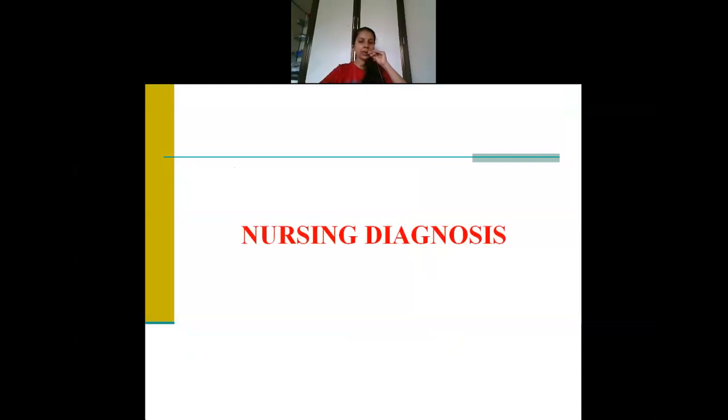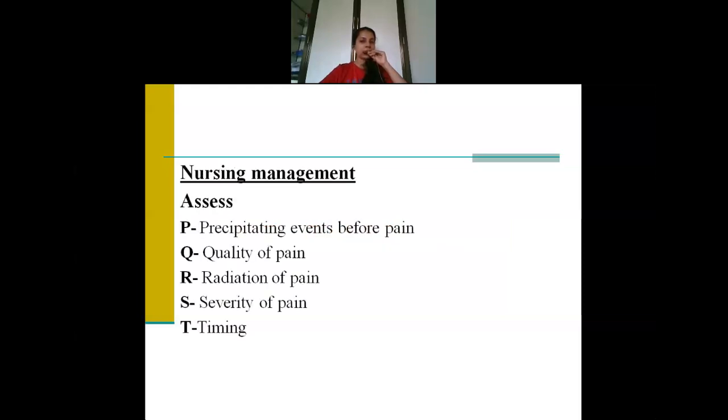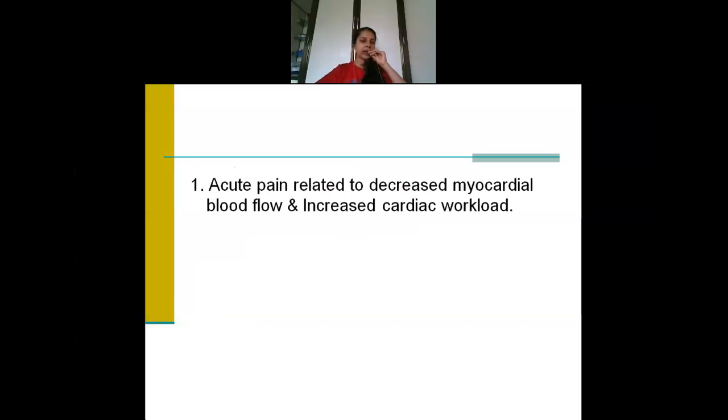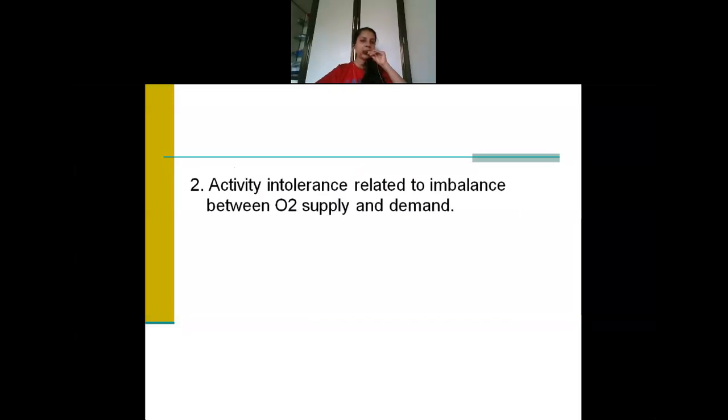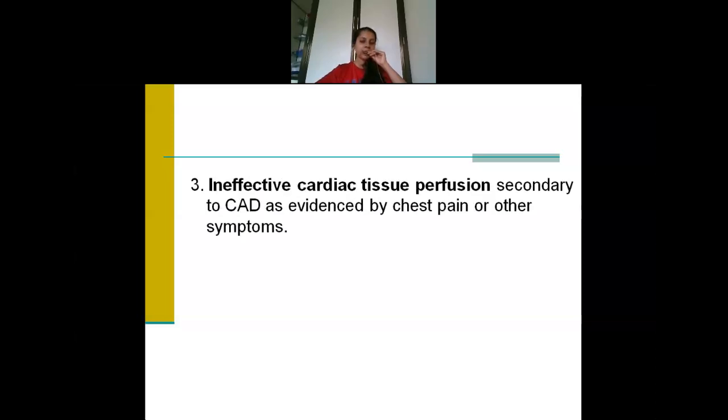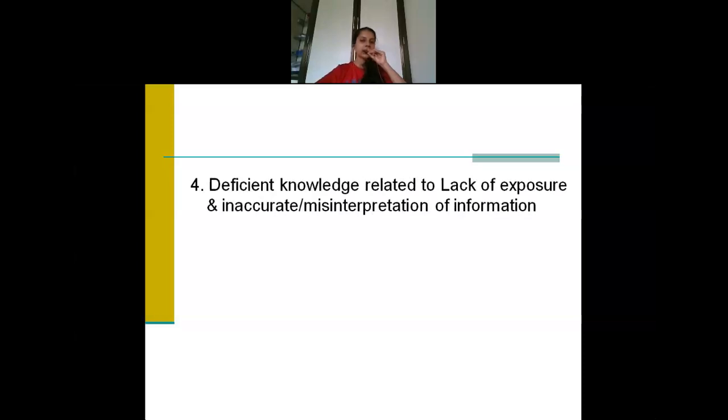Next, moving on to nursing diagnosis. I will not discuss the nursing interventions, you have to write them by yourself. Remember, when you are doing the nursing management, you have to assess the precipitating events, see the pain, level of pain, quality, radiation or severity of pain. T is for timing. Next is nursing diagnosis: acute pain related to decreased myocardial blood flow, activity intolerance related to imbalance between oxygen supply and demand, ineffective cardiac tissue perfusion secondary to coronary artery disease, deficient knowledge related to lack of exposure and inaccurate misinterpretation of information.